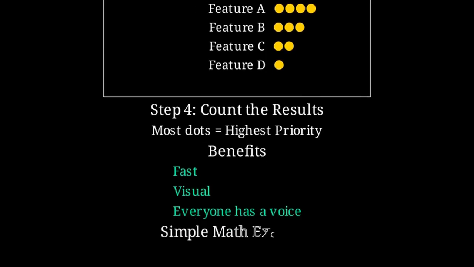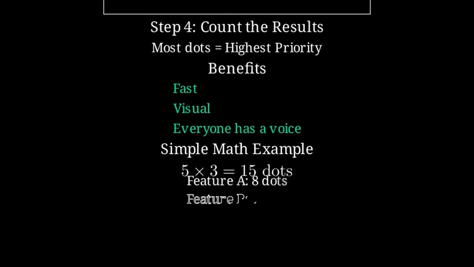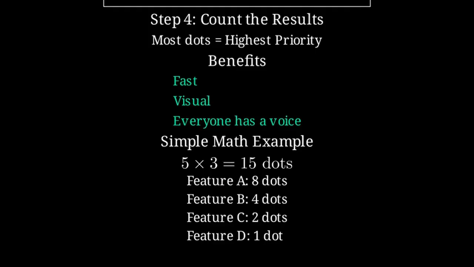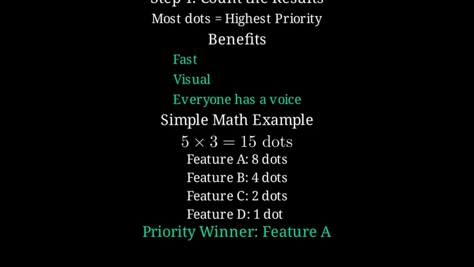Let us do a simple math example. Suppose a team of 5 people is choosing a feature. Each person gets 3 dots. That gives a total of 15 dots. After voting, the results might look like this. Feature A has 8 dots, Feature B has 4, Feature C has 2, and Feature D has 1. Feature A is the clear priority because it received 8 out of 15 dots, which is more than half of the total votes.